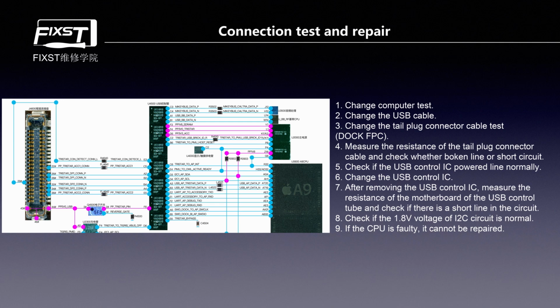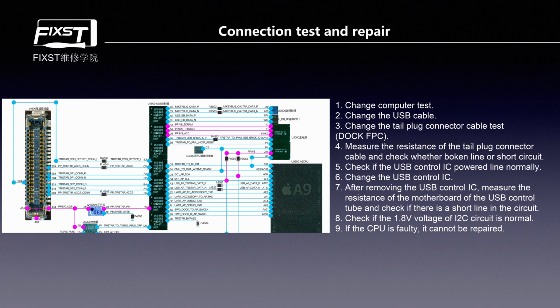And then number 4 is we need to test the resistance of the type of connector cable and check whether there is a broken line or short circuit. And number 6 is check if the USB control IC power line is normal or not. If all the power lines are normal, we need to do the next step. We need to change the new USB control IC.